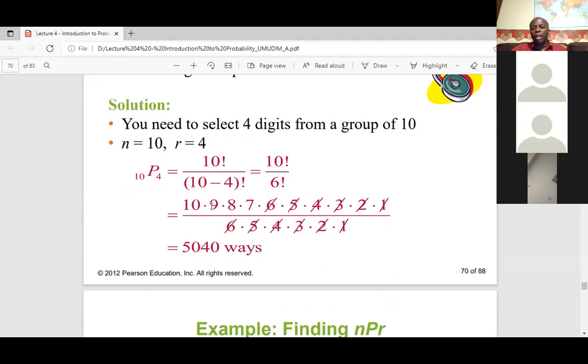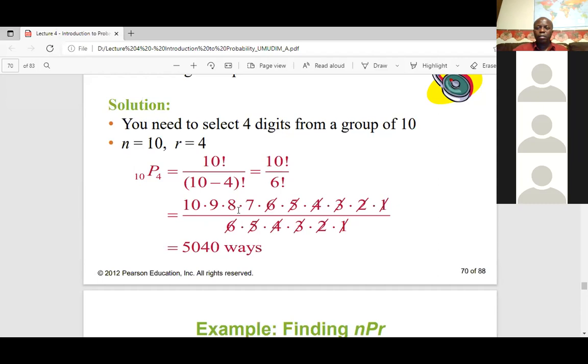Another way you can do it, you can say 10 factorial divided by 10 minus 4. 10 factorial means 10 times 9 times 8 times 7 times 6 all the way to 1. And 6 factorial means 6 times 5 times 4 times 3 times 2 times 1. So from here, the top, 6 cancels out 6, 5 cancels out 5, 4 cancels out 4. All the ones that are the same as the ones on the bottom cancel out, and then you solve it that way. Once you cancel out, you can just multiply the top.